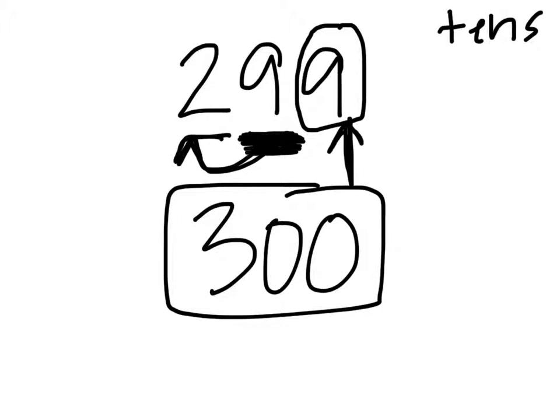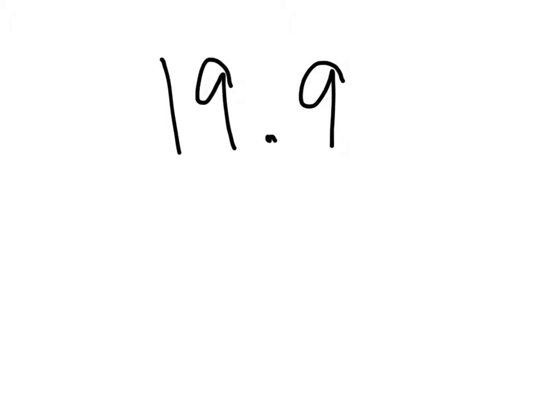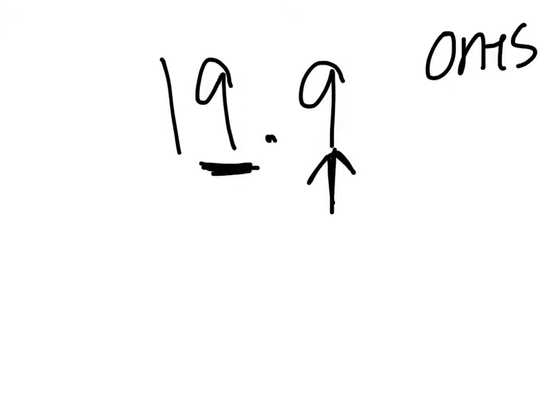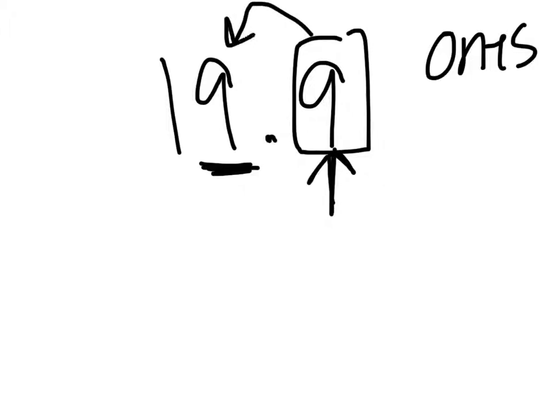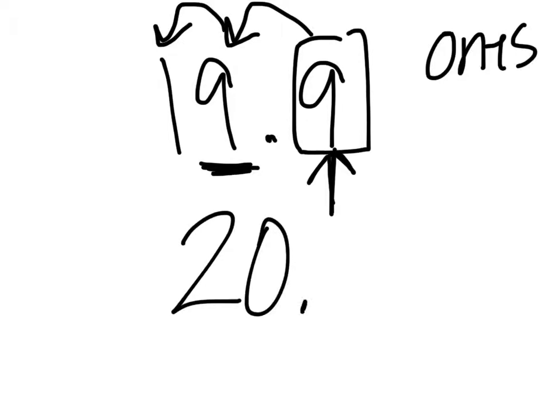If I tried another one that way, maybe if I have 19.9 and I'm supposed to round the ones position, I underline the ones and I look to the digit to the right. This 9 is greater than 5, so my ones position has to go up. 9 can't go any further, so I have to move to the next place value and move it up to 20.00.